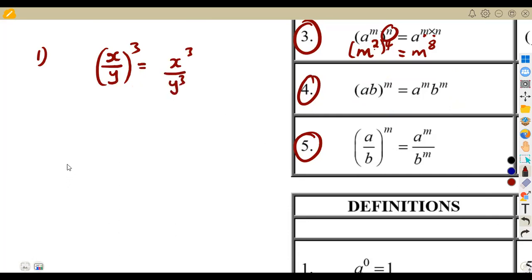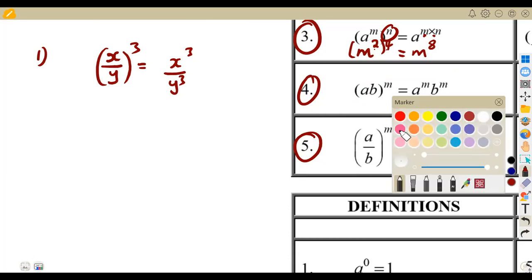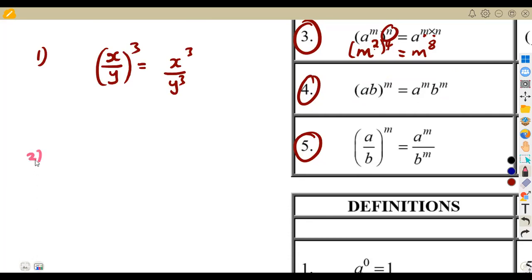All right. But what if there was a certain exponent there? What was I going to do? Let's say there was x to the exponent of 2 over y to the exponent of 3, then everything being raised to the exponent of 2. What does it mean?